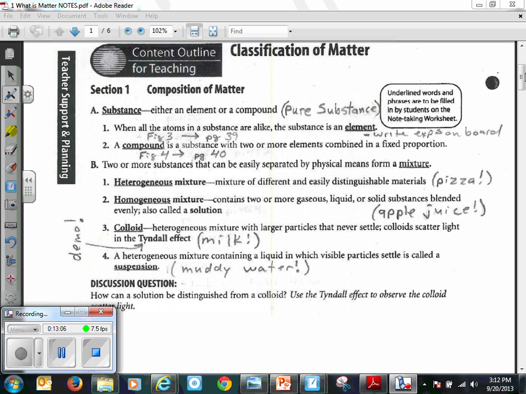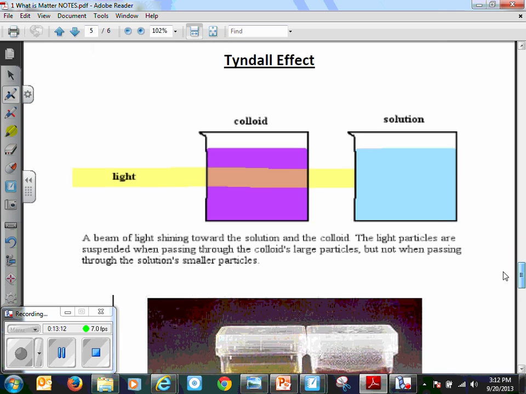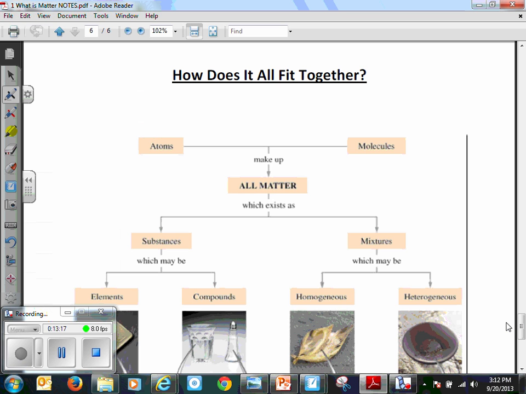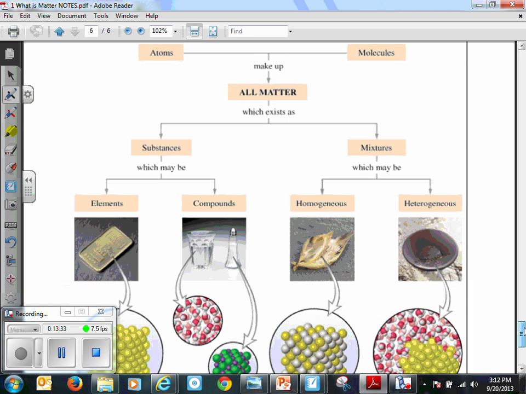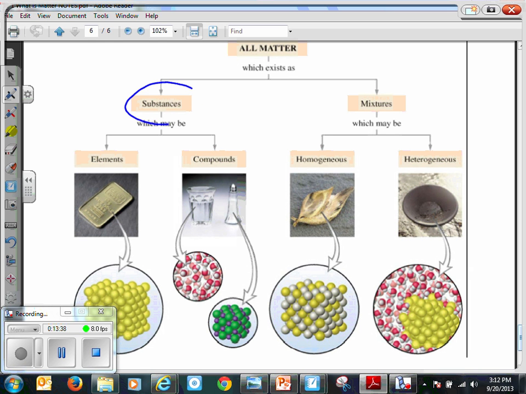Okay, so kind of to sum up part of what we talked about at least, we can look at how it all fits together. And this page has another structure here for you to make these connections. So you can see at the top we have atoms and molecules. Okay, and they make up all matter. Okay, and then all matter then exists as substances or mixtures. And then the substances are the things that have a definite composition.